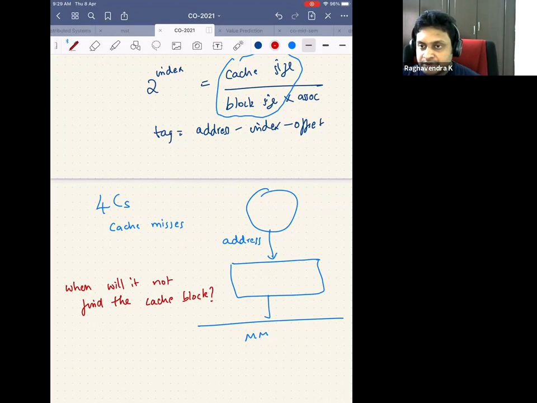Let's say the CPU has generated an address 0x3e, and the block address that you are searching is 0x3. You came to the cache and the block that you are referring to with the tag 0x3 is not in the cache. When do you think such a scenario can exist? So when will you not find that block?